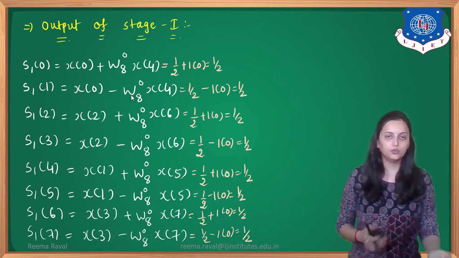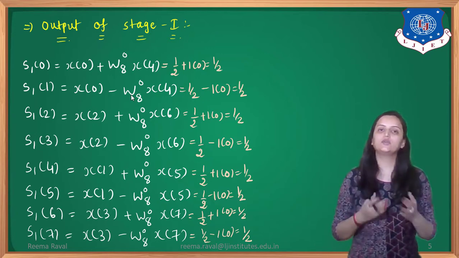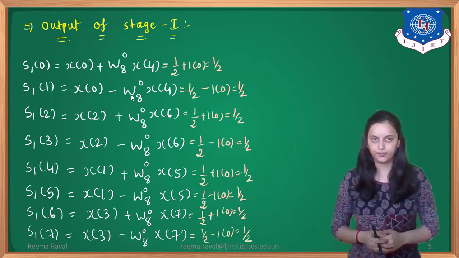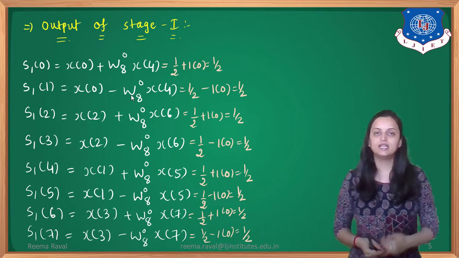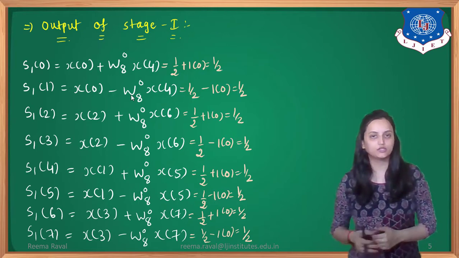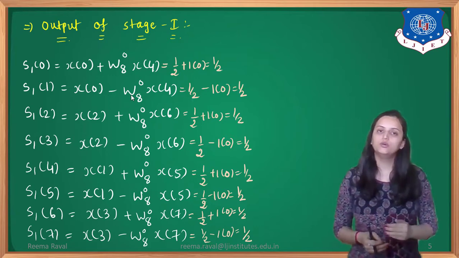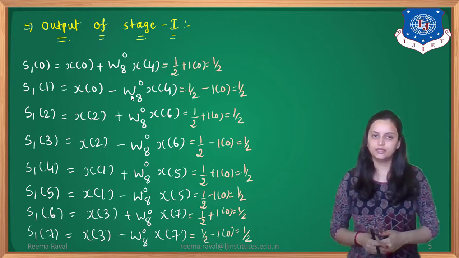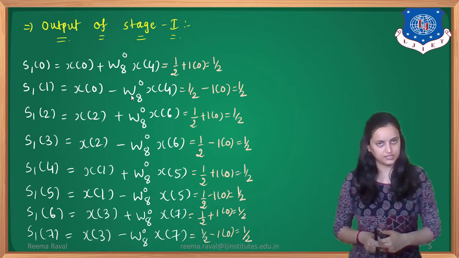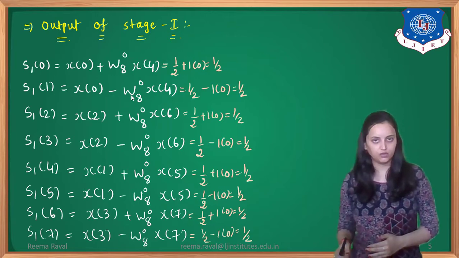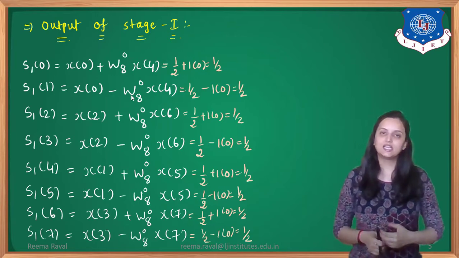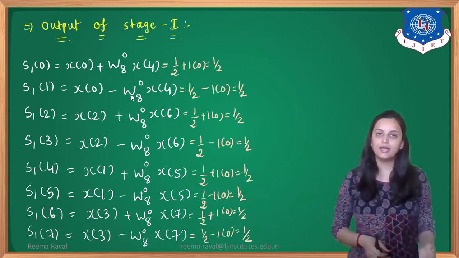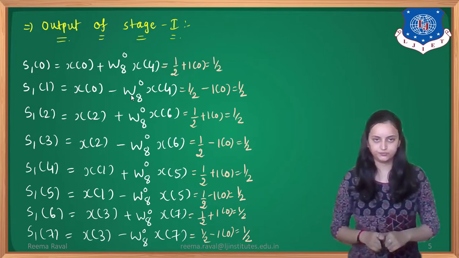X of 0 value is also given to us, x of 4 is also given, and we have calculated W at 0. So that is 1 by 2 plus 1 into 0, that is 1 by 2. Same way, S1 of 1, that is x of 0 minus W at 0 x of 4, equals 1 by 2 minus 1 into 0, that is 1 by 2. Next is S1 of 2, that is x of 2 plus W at 0 x of 6, which is 1 by 2 minus 1 into 0, that is 1 by 2. Same way, S1 of 3, that is x of 2 minus W at 0 x of 6, that is 1 by 2 minus 1 into 0, equals 1 by 2.